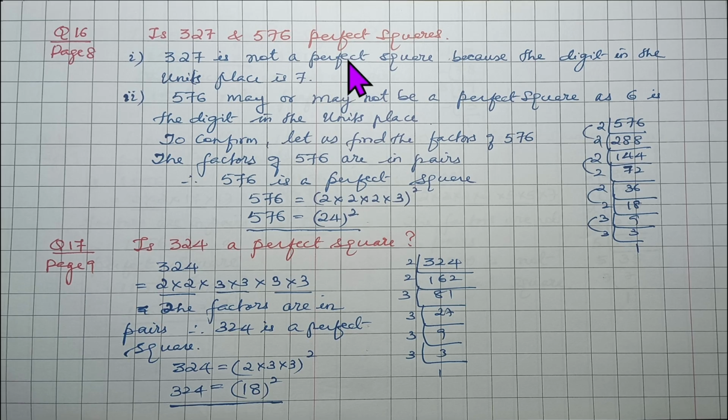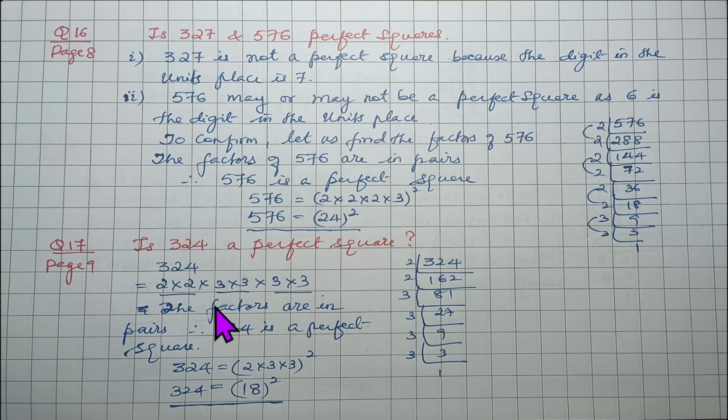So please understand this. To find out whether 576 is a perfect square or not, first of all it may or may not be a perfect square because 6 is the digit in the units place. If 6 is there, the number's root can end in 4. The units digit of the root will be 4. So 576, the units digit of the root is 24, that is 4. Because we know 6 into 6 is 36 and 4 into 4 is 16, it can be 6 or 4. But now by prime factorization, we have found out that it is 24 square. Now, is 324 a perfect square? Again, a very simple question. Write the factors of 324.